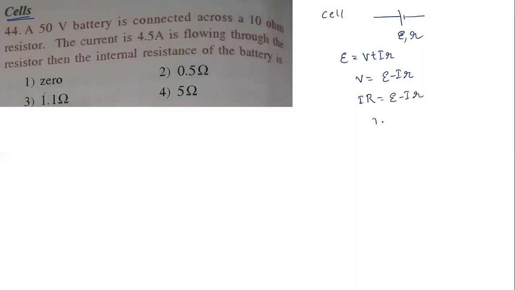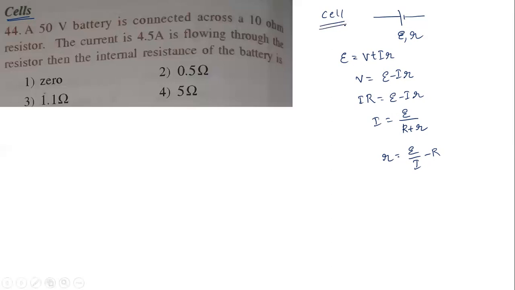Then the current is equal to E by R plus R, also we can get. Then we can calculate the internal resistance from this formula. So internal resistance becomes E by I minus R. And external resistance we can calculate. It is a simple cell.